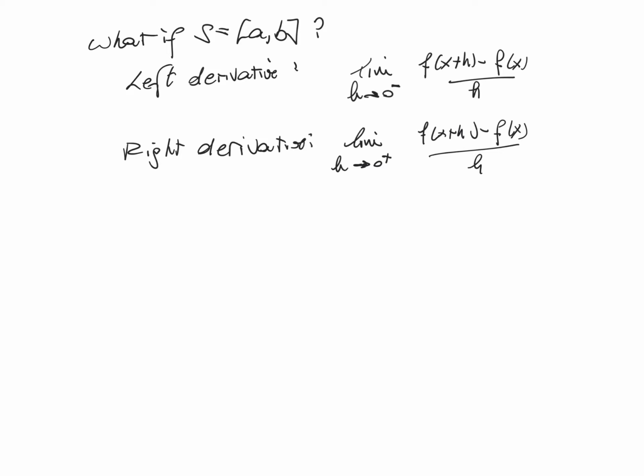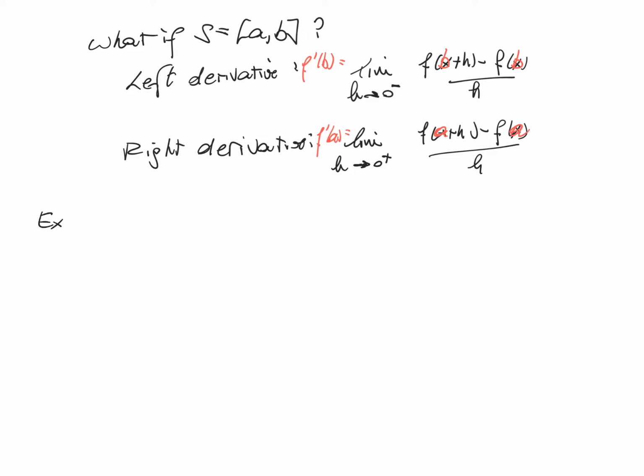So b only has values to the left, so we will use a left derivative. And f prime of b becomes the limit for h going to 0, but with values smaller than 0, f of b plus h minus f of b divided by h. For a, we only have values larger than a, so we have a right derivative. F prime of a is the limit of h going to 0 with positive values, f of a plus h minus f of a divided by h.